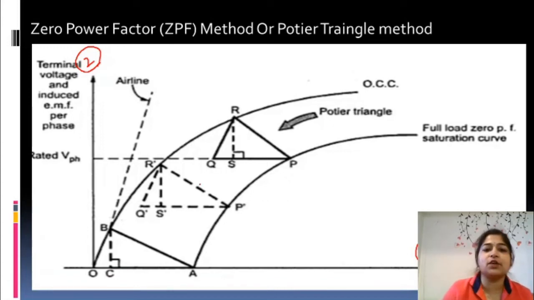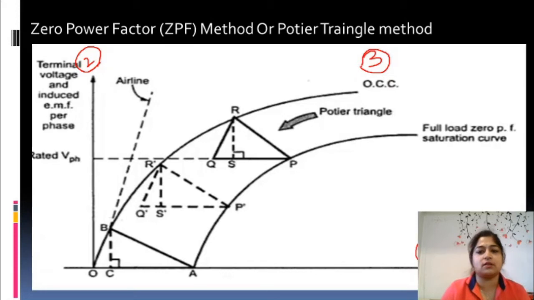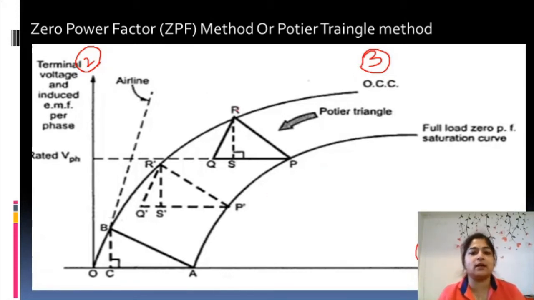Now what is the next thing you are going to do? You are going to plot OCC. So from the open circuit test data, you will plot OCC here. That will be the third step. You will plot OCC from the open circuit test data.